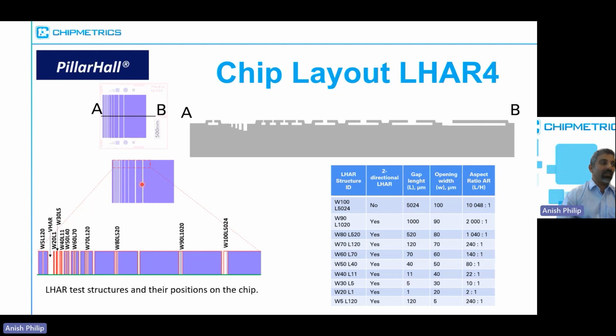But in other cases, like in this case, this is mirrored. So you will see the filling in both directions because we have a common opening that opens to both the left and right. Similar to this are W80, W70, and W60, and so on. The main feature is that there are different cavities with aspect ratios ranging from 10,000 to 2. So as I said, we can monitor almost any process because of this very large aspect ratio feature.